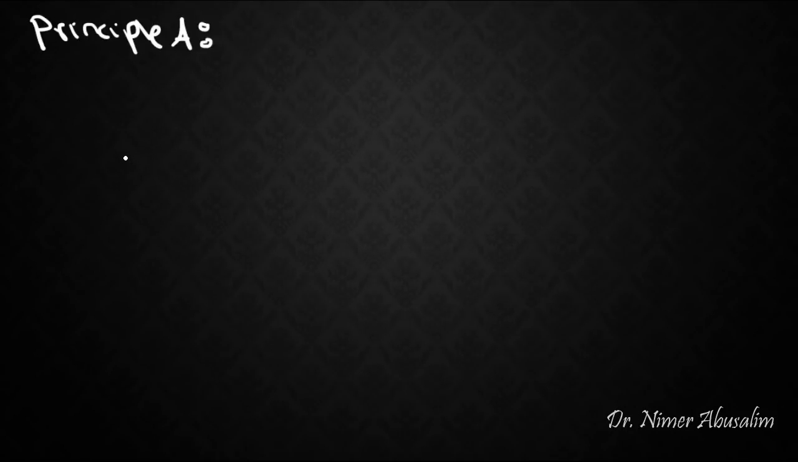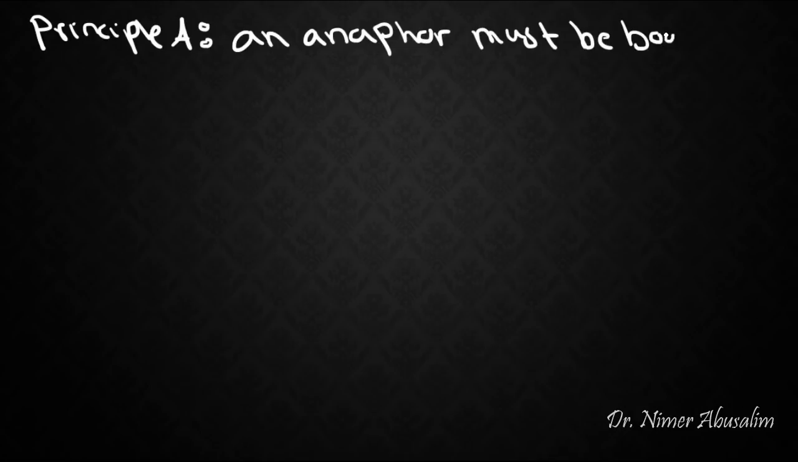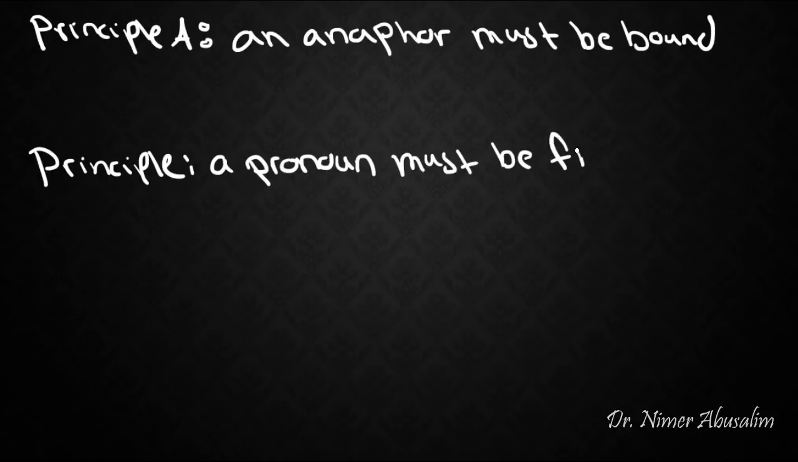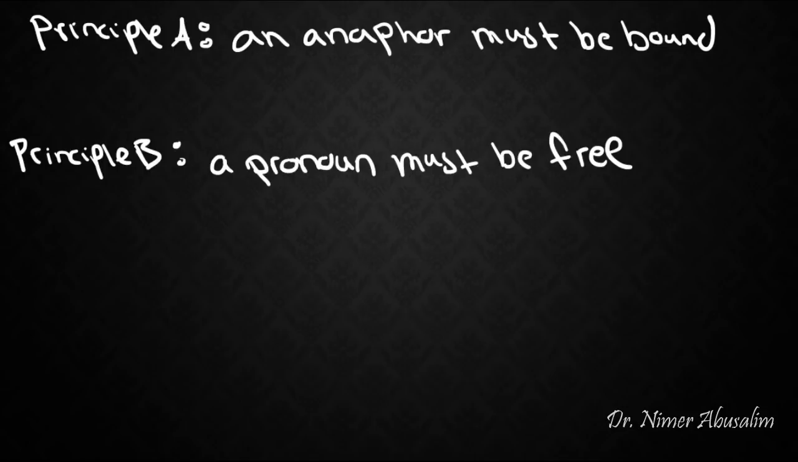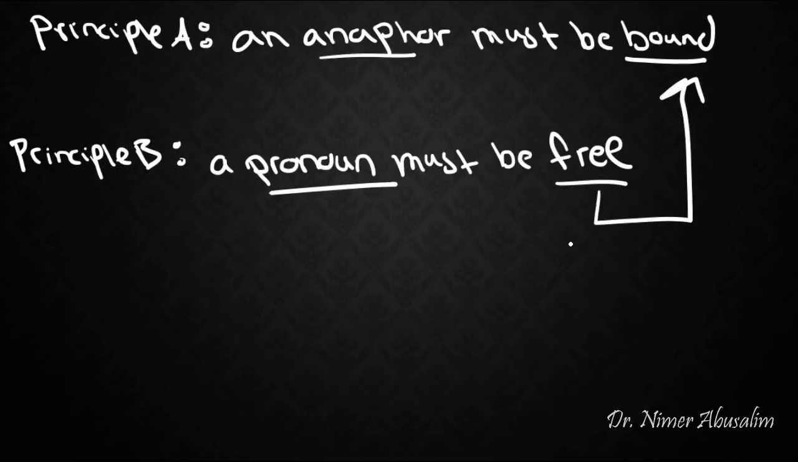Principle A of the binding theory suggests that an anaphor must be bound. Principle B, the one concerned with pronouns, suggests that a pronoun must be free. Now these principles are not in their final state. We're going to have to modify them a bit, but let's test them out. Free is the opposite of bound. That means that nothing binds a pronoun.